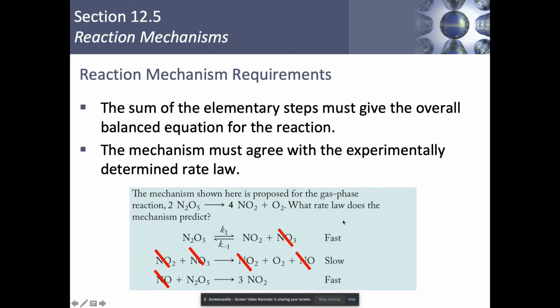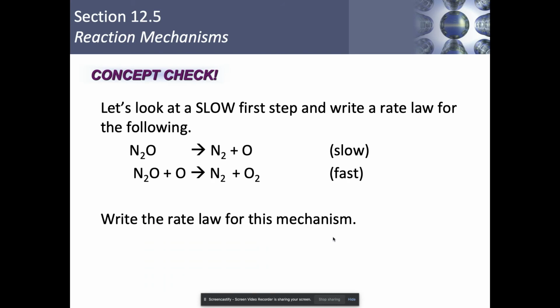Okay, so now let's actually talk about this last part, how the mechanism must agree with the experimentally determined rate law. So this one's kind of hard to do because you haven't learned any of the actual little tricks we use yet. But let's do a second one where I will teach you the tricks. So first things first, let's take a look at a mechanism that looks a lot easier and has a slow first step. So what happens when we have a slow first step?